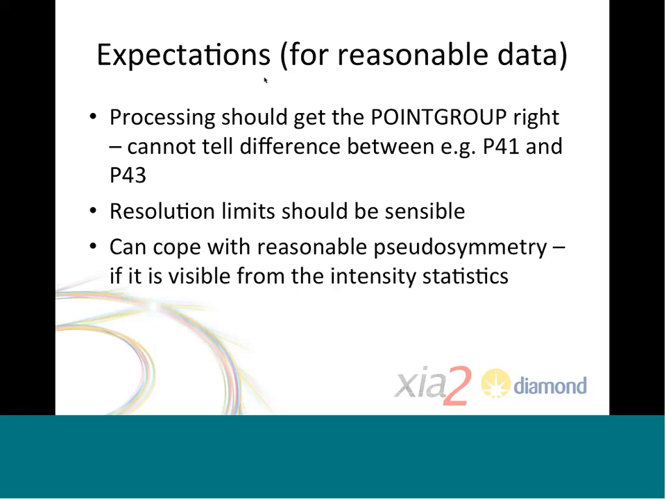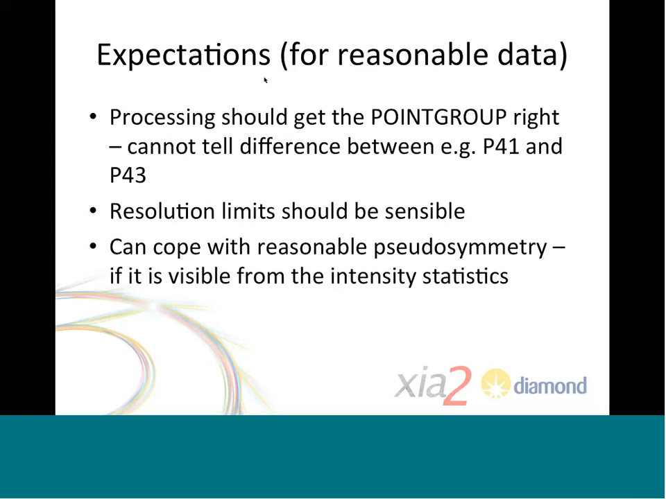Okay, so what you should expect as a user. The automatic processing will by and large get the point group of the data right. One of the common complaints I get from people is that XIA2 didn't get the space group right because it's P43, not P41. Well, from the intensity data, it's impossible to tell the difference. Equally, if you have not recorded the axial reflections, it's very hard to even guess what the right space group is from the systematic absences because you haven't measured them.